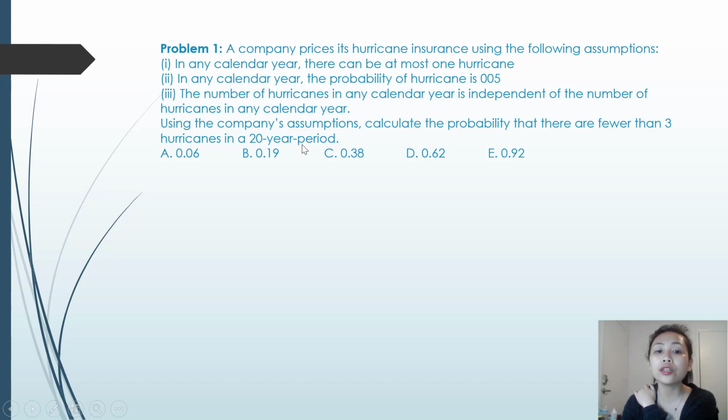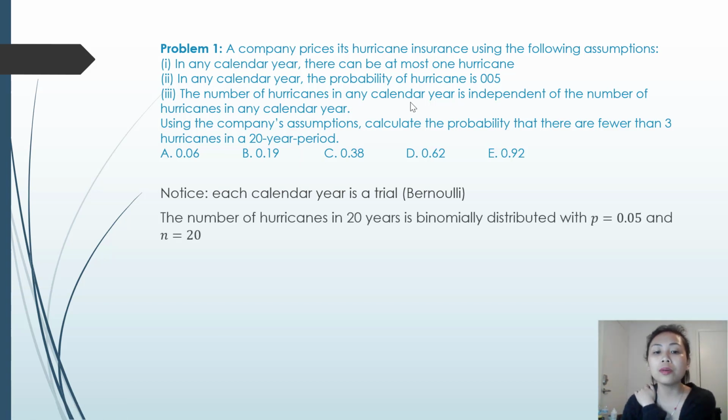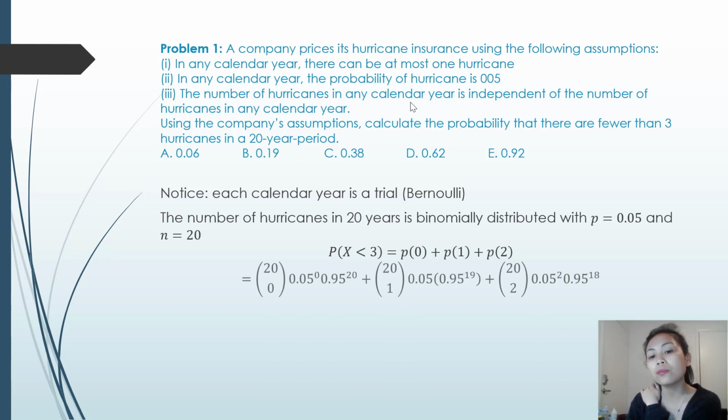So only 2 possible outcomes in each trial. And here we have 20 years. That means we have 20 trials. So this is an example of the binomial distribution. Each calendar year is a trial, and the number of hurricanes in 20 years is binomially distributed with p equal to 0.05 and n equal to 20. So the probability of fewer than 3 hurricanes in a 20 year period is P of 0 plus P of 1 plus P of 2, and following the binomial distribution formula, the answer is 0.9246, so E is the answer.